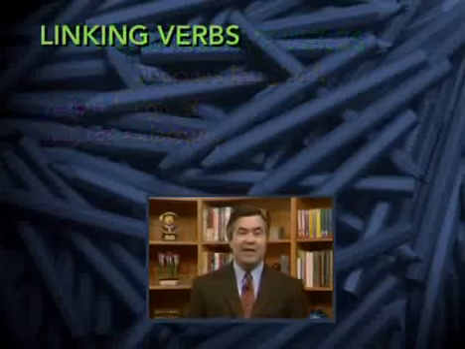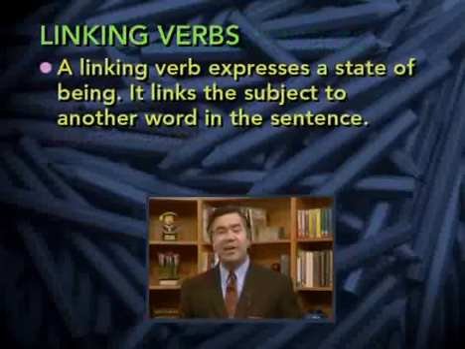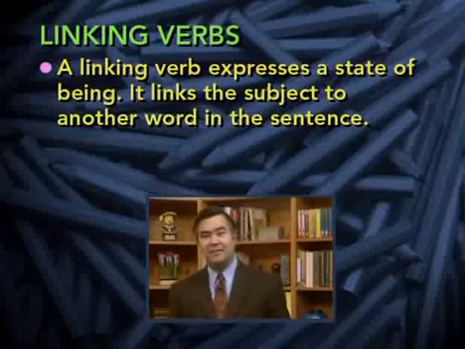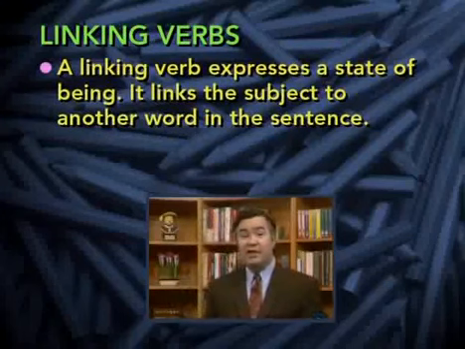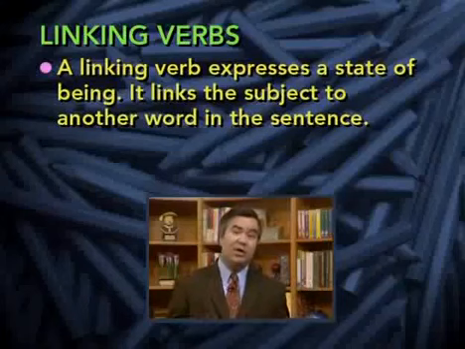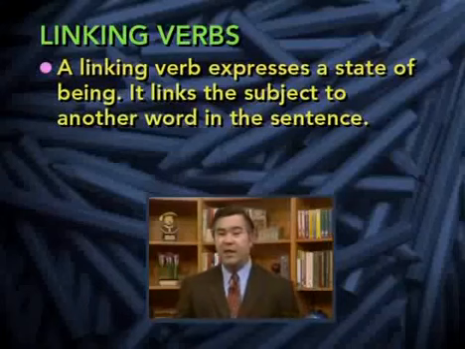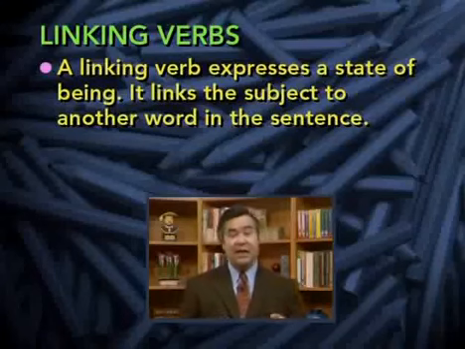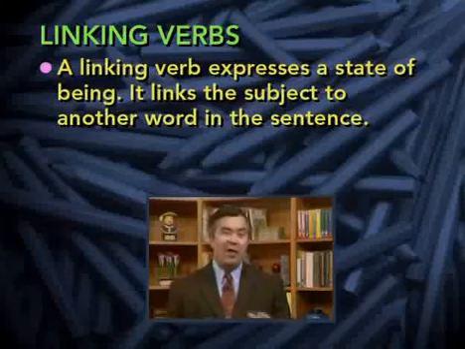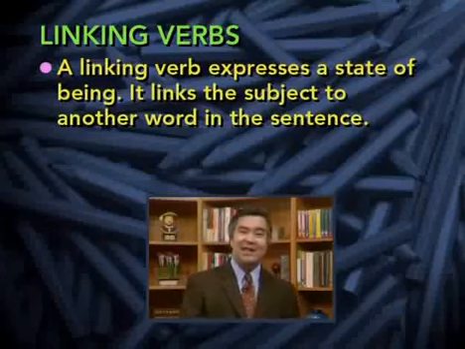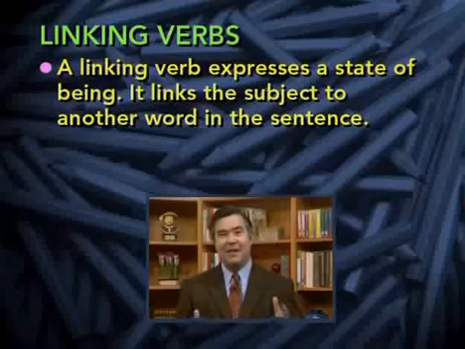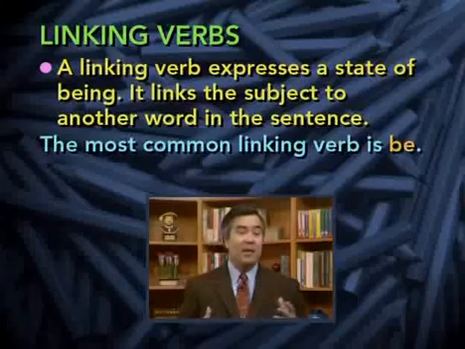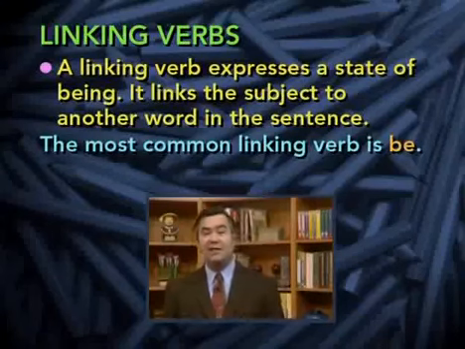The third type of verb is a linking verb. A linking verb expresses a state of being. It links the subject to another word in the sentence. Remember that our definition of verb explains that a verb is a word that expresses an action or a state of being. Both transitive and intransitive verbs express actions. A linking verb expresses a state of being. Rather than telling us what the subject does, it tells us what the subject is. The most common linking verb is be, and the word be in many different forms is found in lots of sentences.